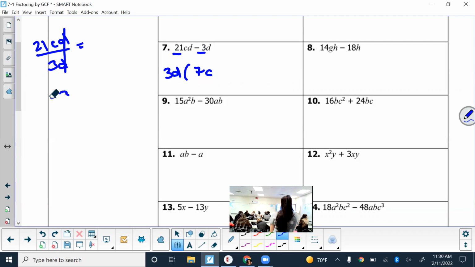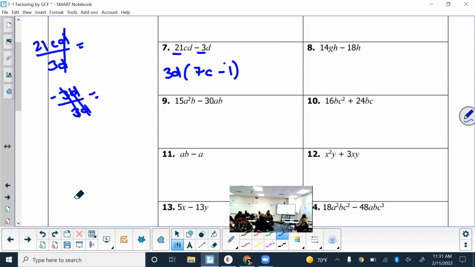Then do the -3D divided by 3D. What do we get from that? -1 would be correct, right? Because if you have the same thing on top and bottom of a fraction, it cancels out. The 3's cancel, the D's cancel, but we still have a negative. And remember, when stuff cancels, it cancels out to 1. So that's why it's a -1. So don't put 0 when something cancels out. Questions on number 7?